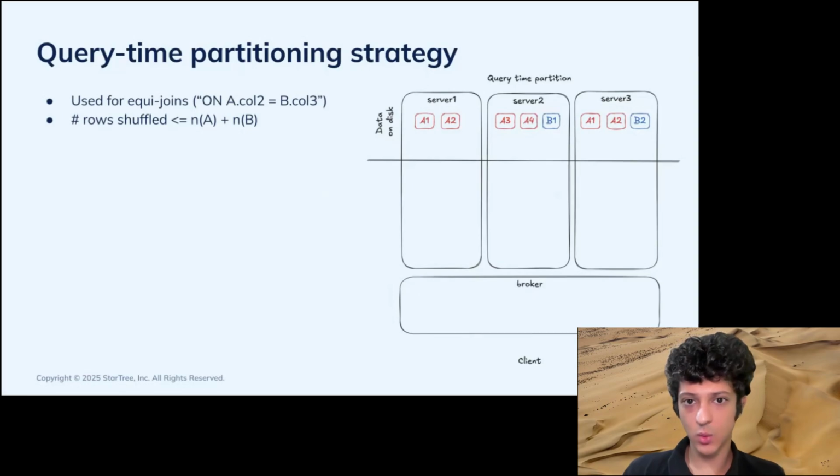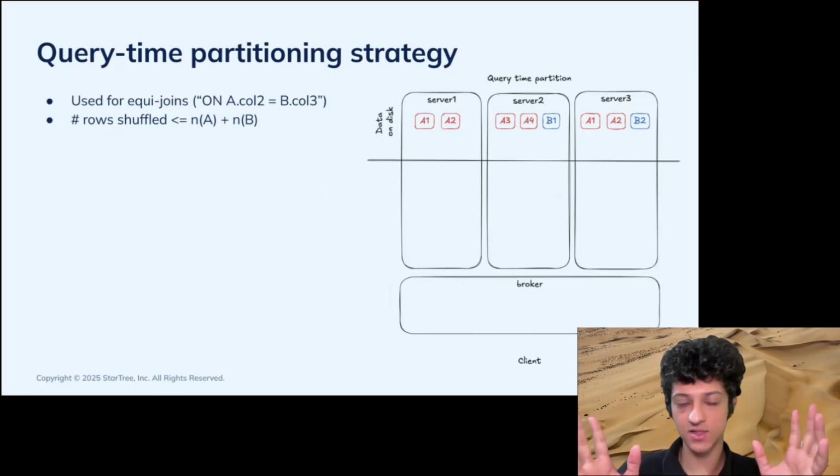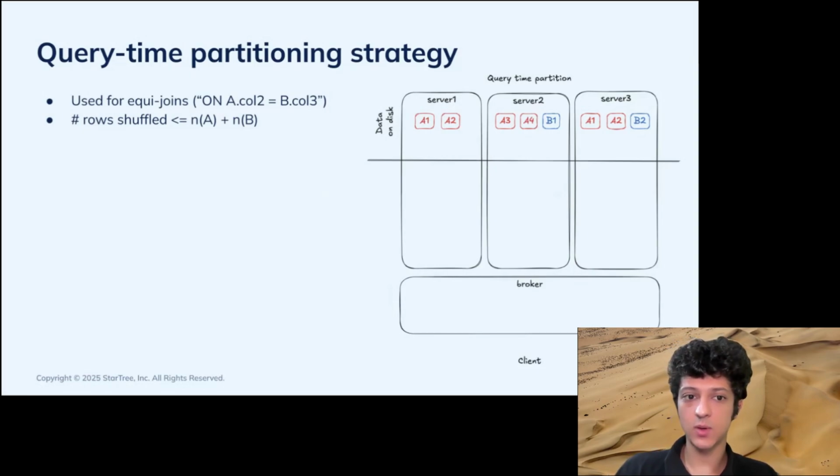So the first one is the query time partitioning strategy, which can be used for equijoins. So join conditions like a dot some column equal to b dot some other column. So in this case, we can do something called partitioning. Again, at query time, we're going to use a partition function that guarantees that if a dot some column is equal to b dot some column, the join condition, if that condition is true, then the partition value emitted by the partition function, which is typically going to be a hash function, is going to be the same. So let's take a look at this example to see what I'm talking about, right?